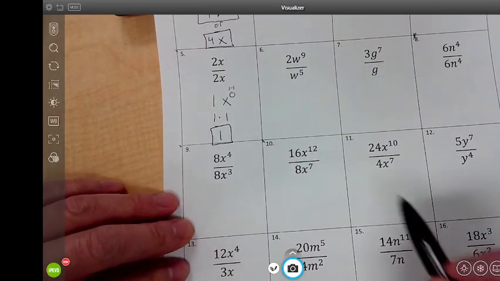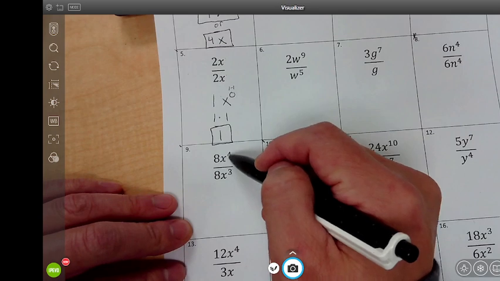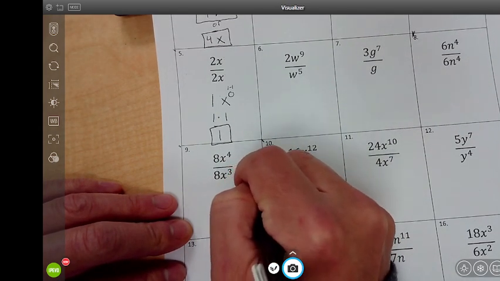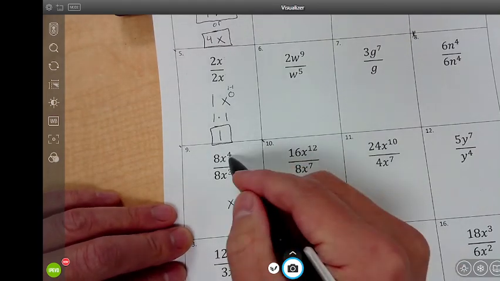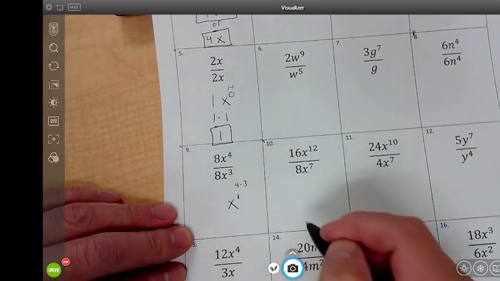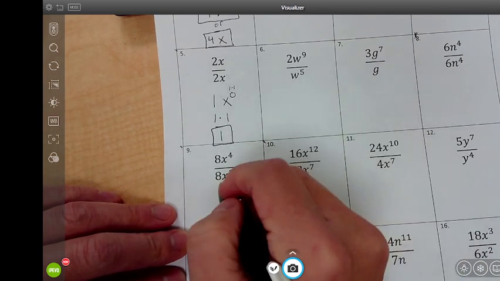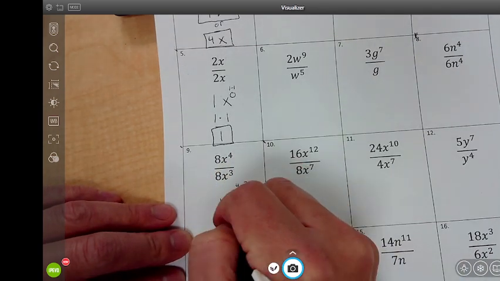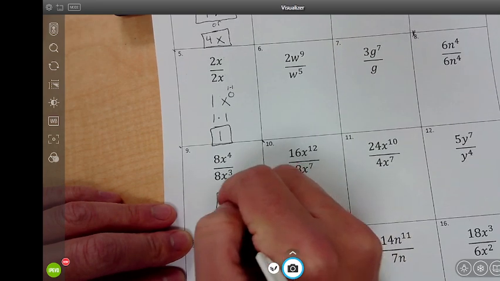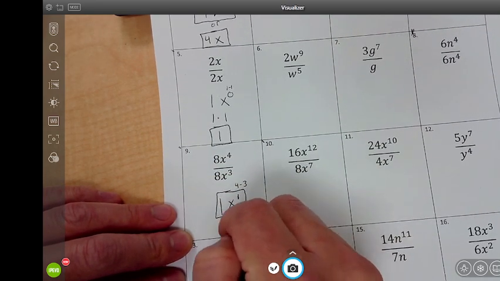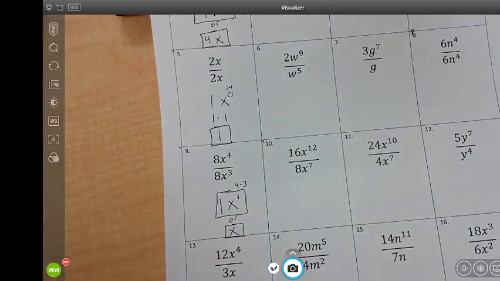Alright, so for number 9, I have x to the 4, x to the 3. So for the x, I'm going to do 4 minus 3 for its exponent. 4 minus 3 is 1. Okay. 8 divided by 8, the coefficients, I'm just going to divide those. 8 divided by 8 is 1. So you got 1x to the 1 power, or that's just x. Okay. You can just write x, same thing as 1x to the 1 power.